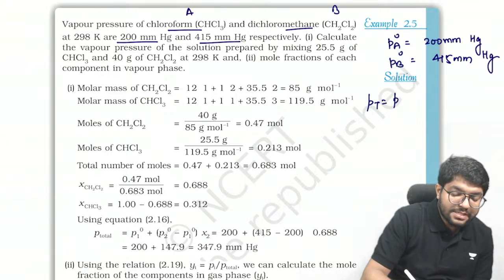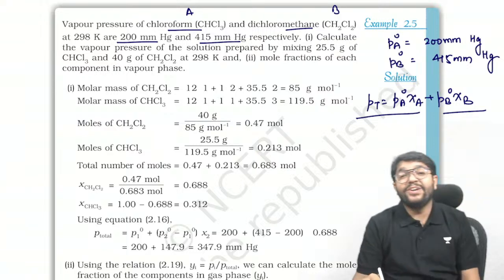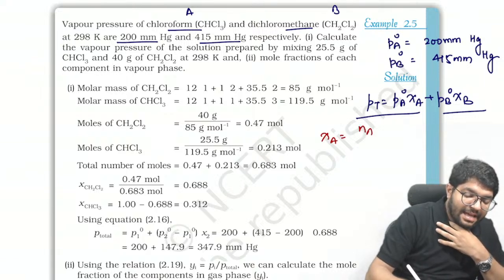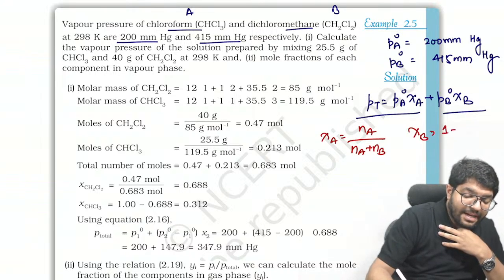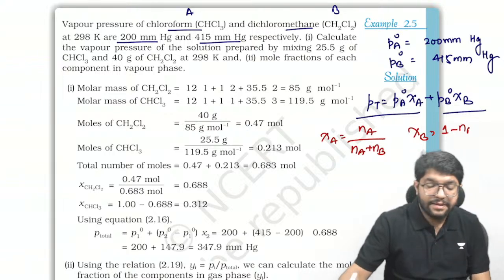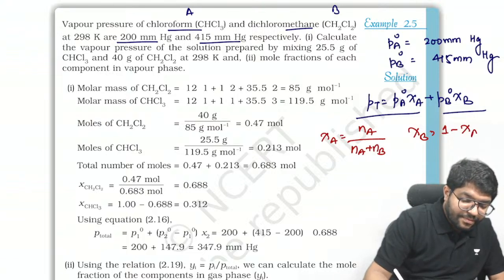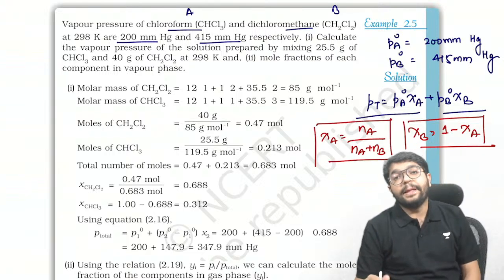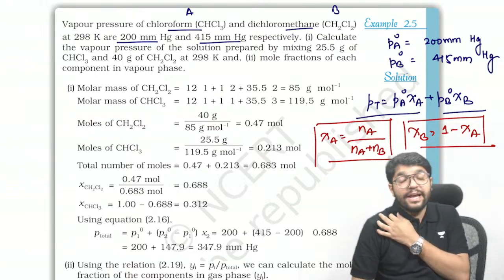So total pressure is PA naught chi A plus PB naught chi B. But for that solution, what do I need to calculate? Chi A and chi B. What is chi A? Sir, it's Na upon Na plus Nb. Sir, what is chi B? Sir, 1 minus chi A. Correct, sir? So now the first thing is how to calculate Na.